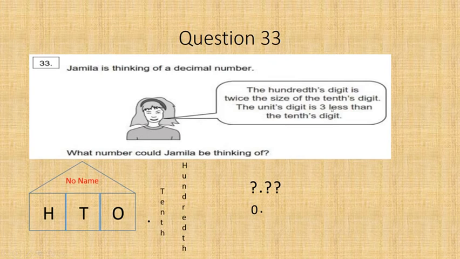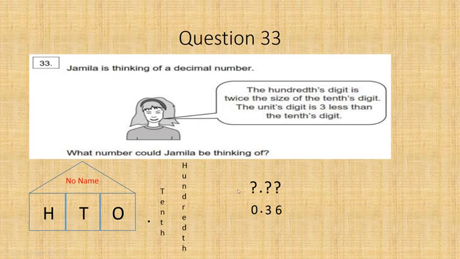The units digit is 3 less than the 10th digit. So it means that the 10th digit is 0 plus 3, which equals 3. That means the units digit is 3 less than the 10th digit. If you take this digit minus 3, it's going to be equal to 0, which satisfies this sentence. And after that, the 100th digit is twice the size of the 10th digit. It means that 3 times 2 equals 6. So this could be her number.